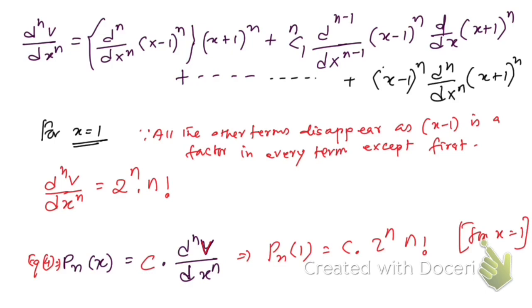So that's why from here you see what we have got, c into 2 to the power n factorial n is equal to 1, since Pn of 1 is equal to 1. So here, now let me copy this last step and let me go to the next slide. So here what we have got, c into 2 to the power n into factorial n is equal to 1, so c will be 1 by 2 to the power n into factorial n. Okay, that's what we have got. This is the value of c.